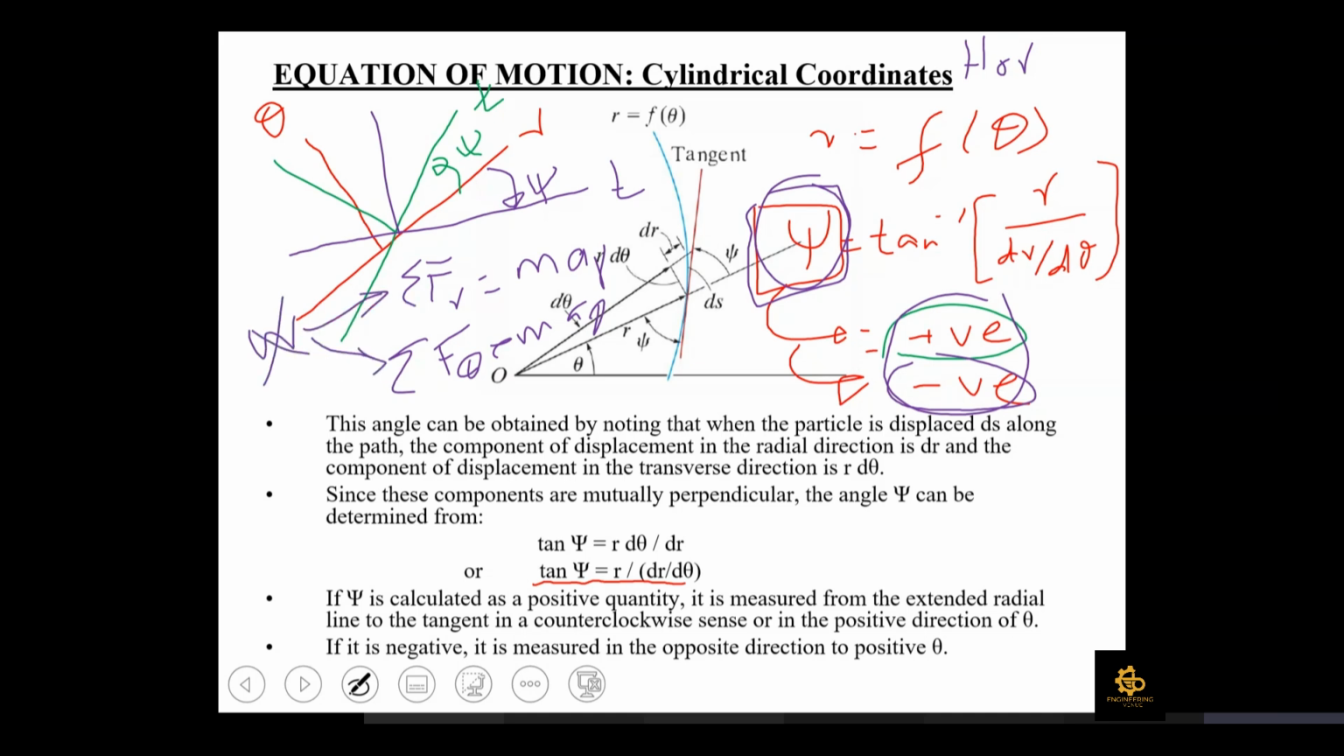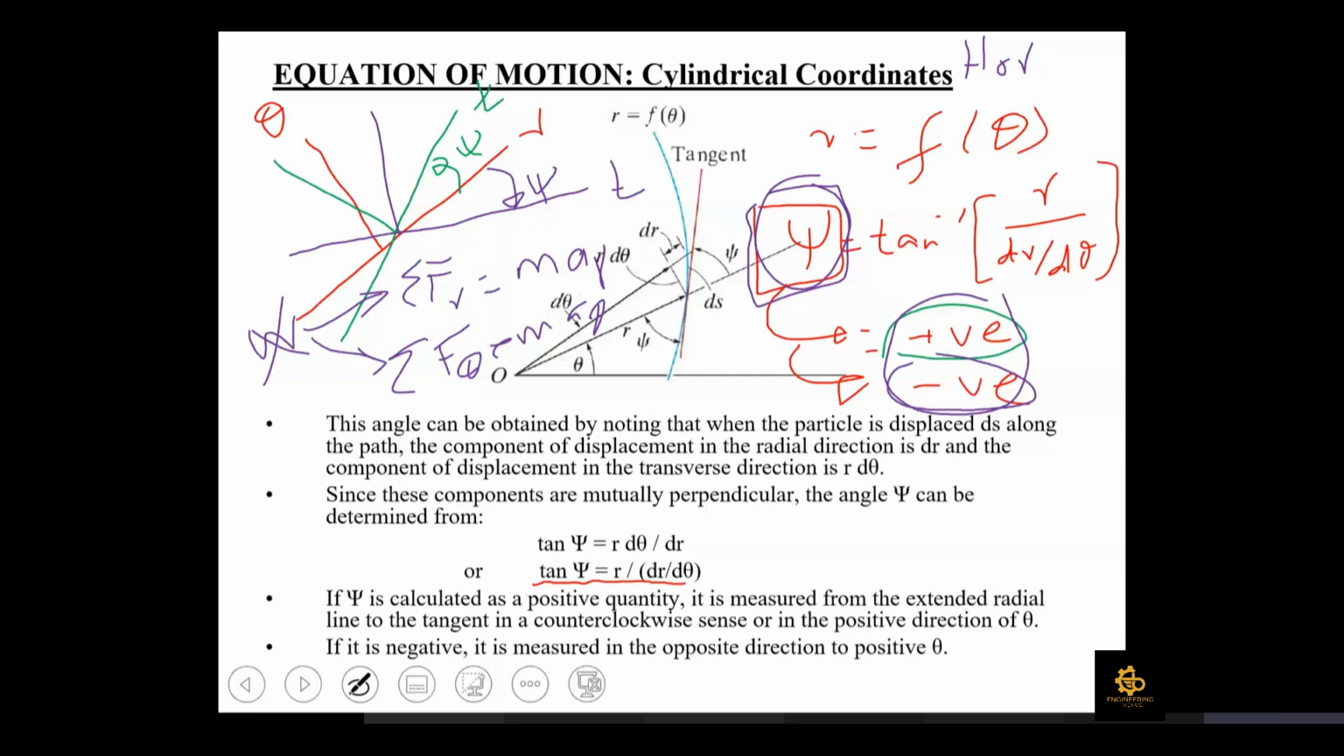The reason being, if the motion is occurring in the horizontal plane, then the r axis as well as the theta axis, both of them are going to be within that horizontal plane. All of the motion is happening in that horizontal plane, so weight would be acting perpendicular to that horizontal plane. Therefore, you should not include weight in your summation Fr and summation F theta equations.